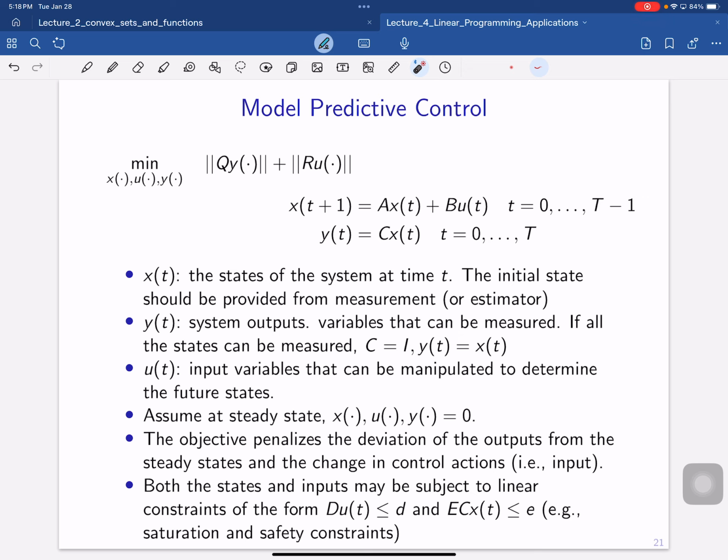You don't want to change your control variables too frequently. And both the states and the input may be subject to some linear constraints of this particular form.